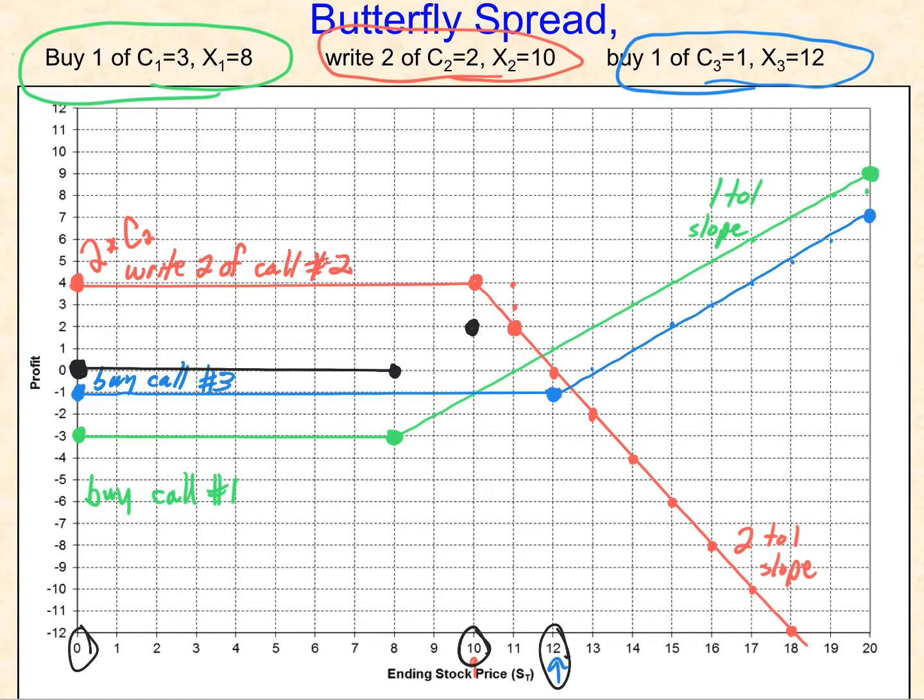When the stock price is 12, our red line is at 0. The green line is at +1, and the blue line is at -1. So we'll add those 3 numbers together, and again, we'll get 0. It'll plot right here. Finally, we'll come over to the right-hand side where our stock price is 20, and we'll add the 3 lines together.